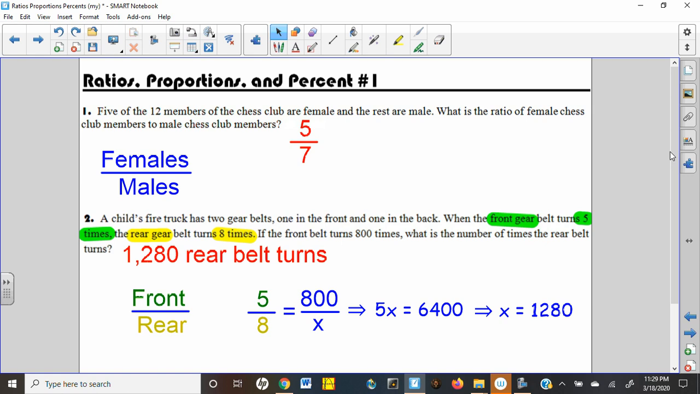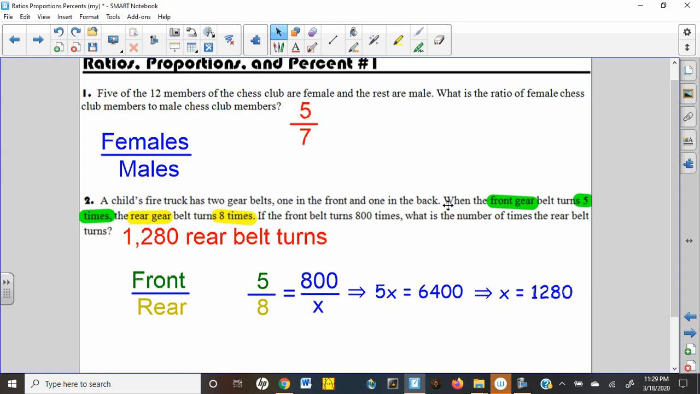Number 2, a little toy fire truck has 2 gears. A front one that will go around 5 times, and then a rear gear that will go around 8 times every time the truck is pushed. So if the front gear turns 800 times, how many times will the back turn?